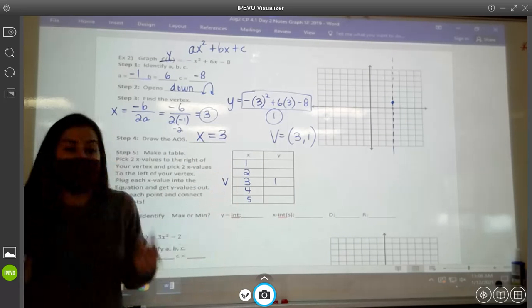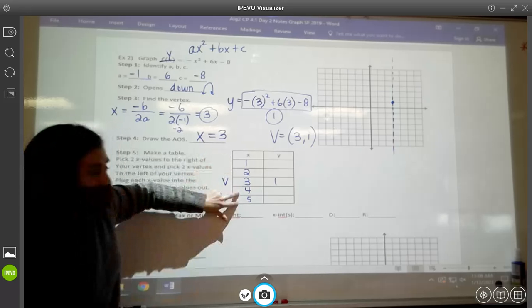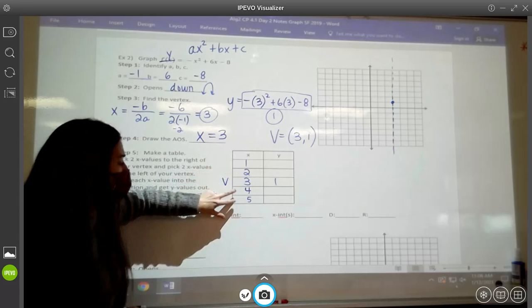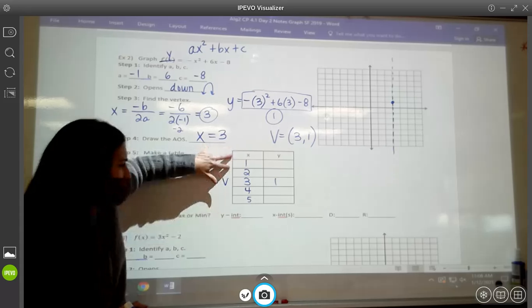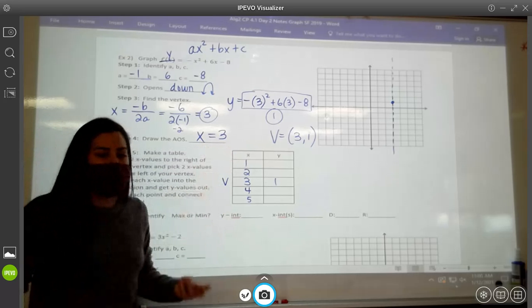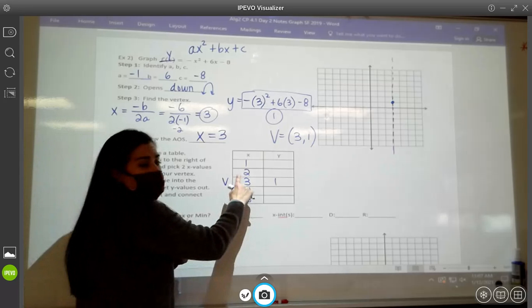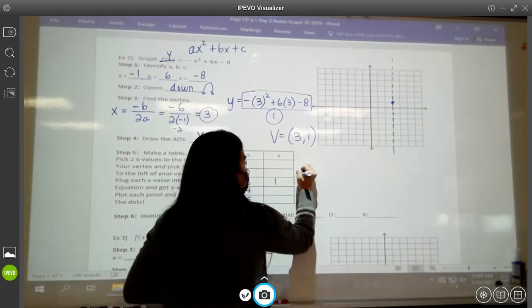All right, so now you're going to pick. Do you want to plug in 1 and 2 and then match it to the 4 and the 5? Or do you want to plug 4 and 5 in and match it to the 1 and the 2? Well, I don't know about you guys, but I'd rather work with 1 and 2 because they're smaller and easier. So now, right next to the vertex, I'm going to plug the 2 in first and see what comes out.